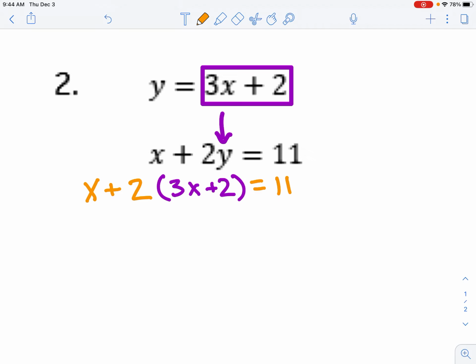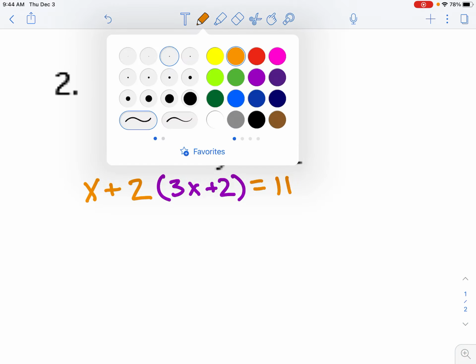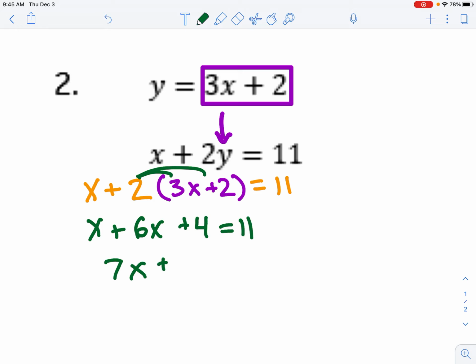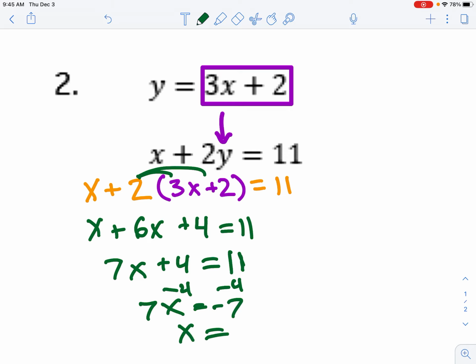Now all we have to do is distribute and solve for x. Let's choose another neutral color here. So I'll have x plus 6x, and then because I distributed that, and then I'm going to distribute to the other one, so plus 4 equals 11. So this becomes a 7x plus 4 equals 11, minus 4 from both sides. So 7x equals, oh, I forgot this, 11. So that would be a negative 7. X would equal negative 1 then.